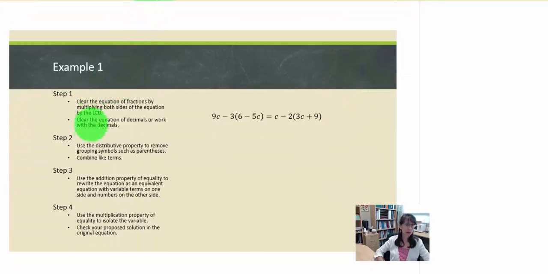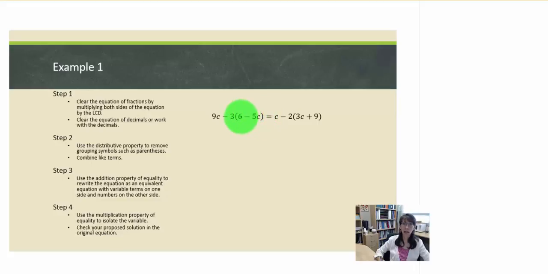So to the left, I have all the steps written out again just to remind us of what order we should be proceeding in. So here's our first example. Just scanning, I don't see any decimals. I don't see any fractions, but I do see grouping symbols. 6 minus 5c is inside. 6 is a constant term, which means it is always the value of 6. But 5c is a variable term, because depending on what we let c equal, that term can take on an infinite number of values.